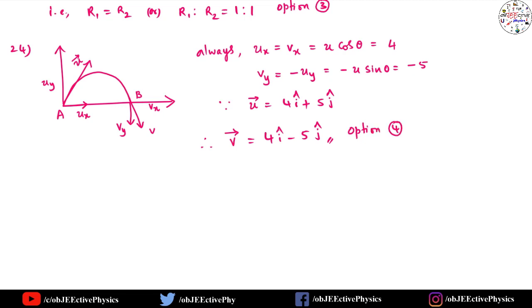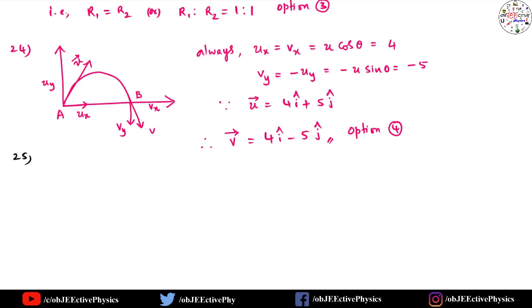Option 4. 4i no change. Horizontal component is always same at all points, but vertical component first decreases up to maximum height, then increases, and at A and B they are equal in magnitude but opposite in direction. Vertical component of velocity.